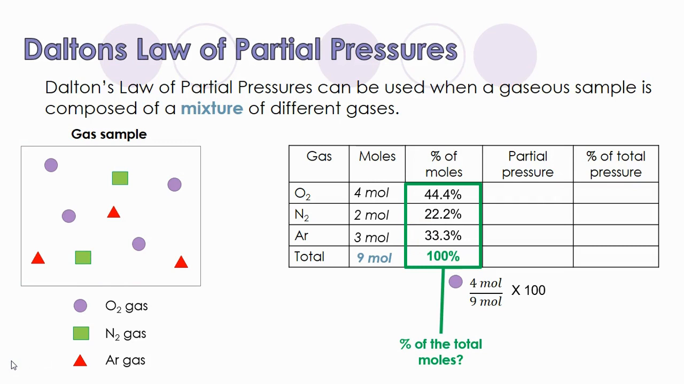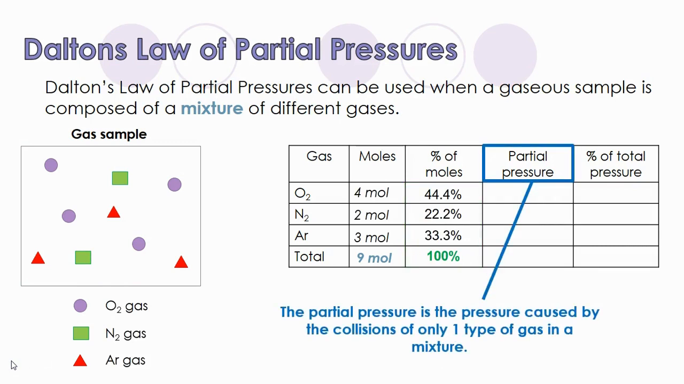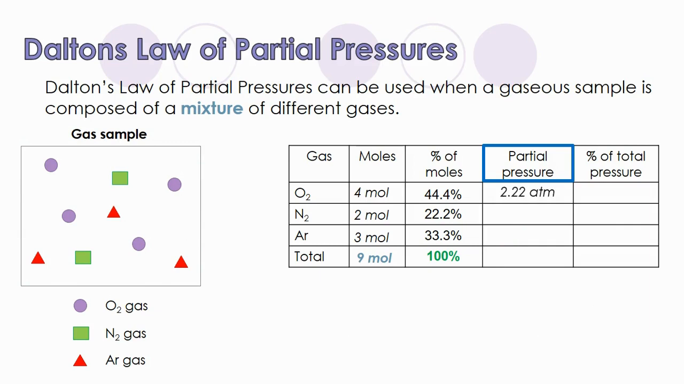Now that we have the percent of the total moles, what if now we wanted to calculate for partial pressure? The partial pressure is basically the pressure caused by the collisions of one type of the gas in the mixture. So if we take a look at oxygen gas, the many times that this oxygen gas collides against the walls of the container, it's going to have its own individual pressure. Let's say hypothetically that the partial pressure of oxygen is 2.22 atm. Nitrogen is 1.11 atm, and argon is 1.66 atm. We're just going to use these partial pressures for this example.